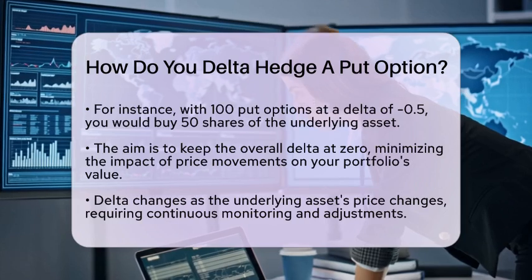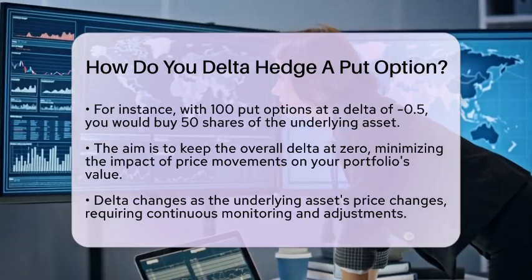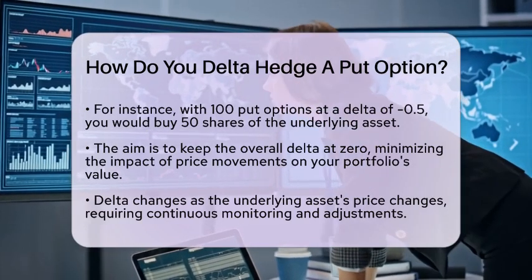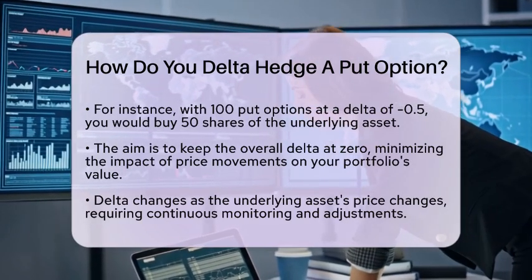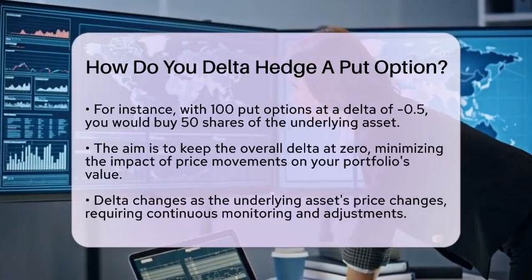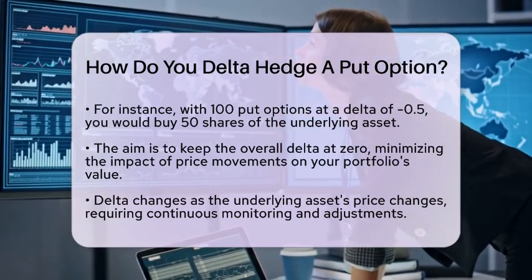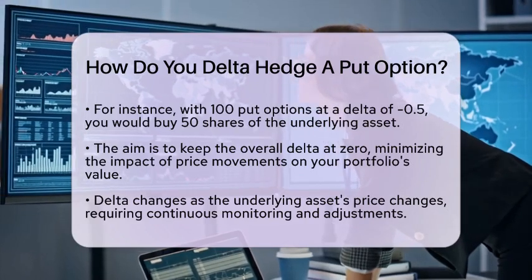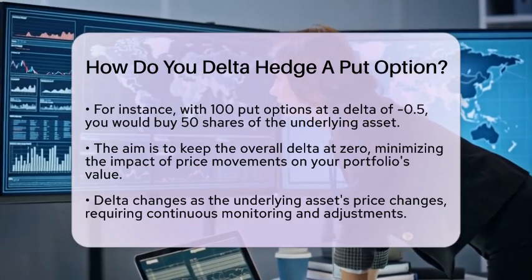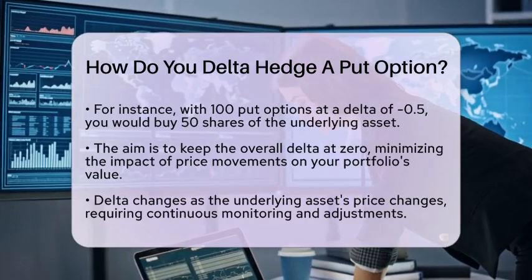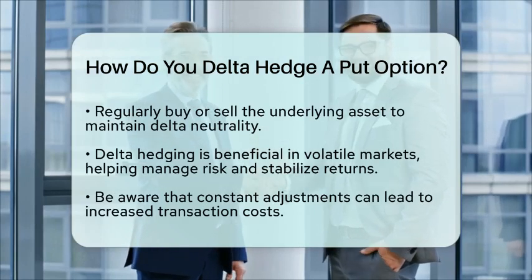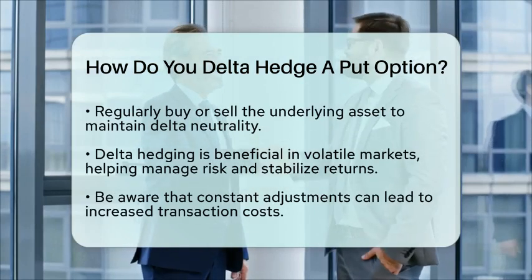The goal of delta hedging is to keep your overall delta at zero. This means that any price movement in the underlying asset should not significantly impact the value of your portfolio. As the price of the underlying asset changes, the delta of your put option will also change. This is where continuous adjustments come into play. You will need to monitor the delta and adjust your hedge by buying or selling more of the underlying asset to maintain that delta neutrality.